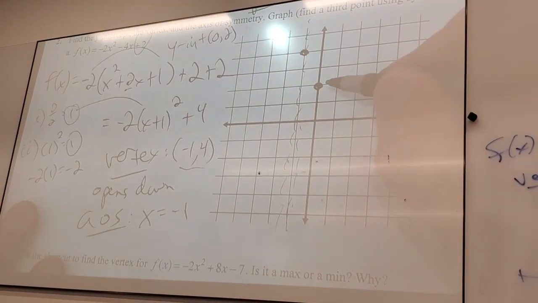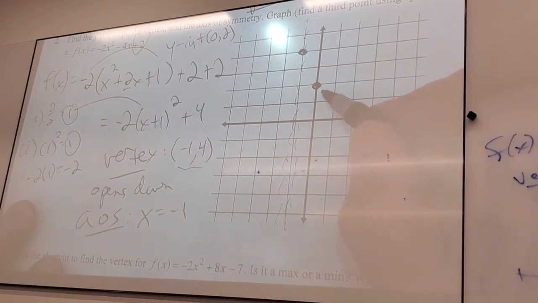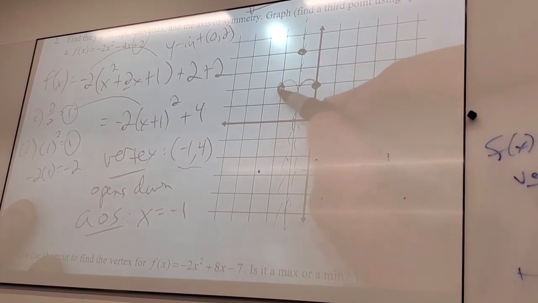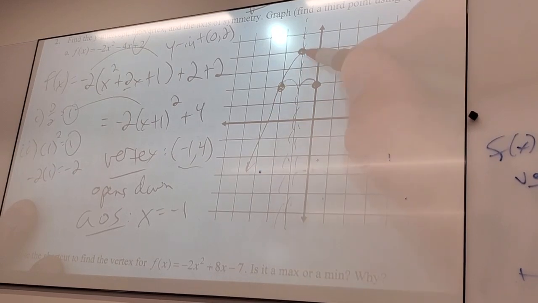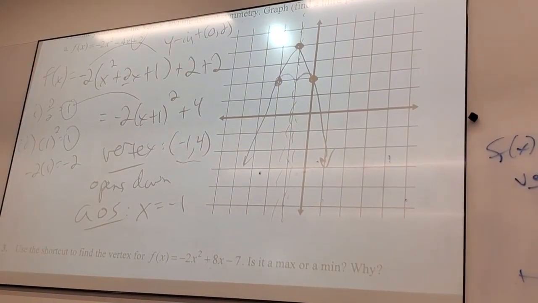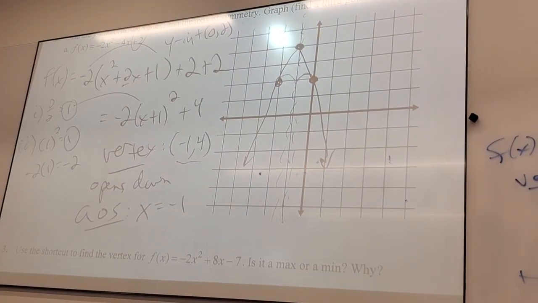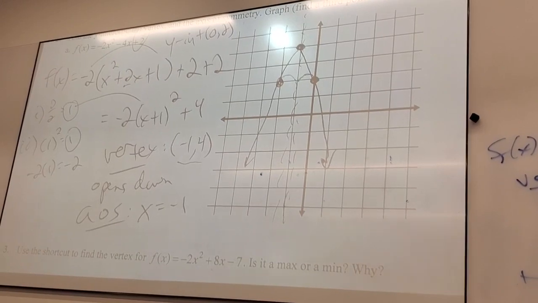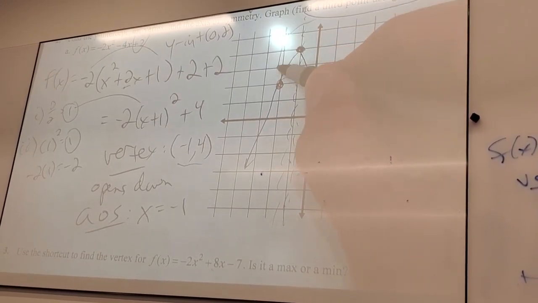So where's the other point? Yeah, so one away here, so one away there. So that is the third point using symmetry, is that one right there.